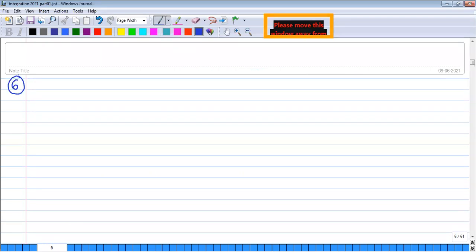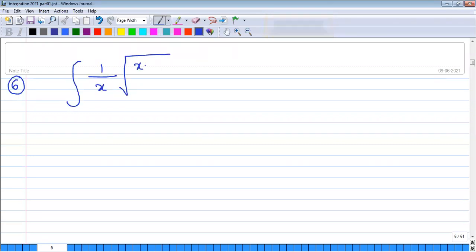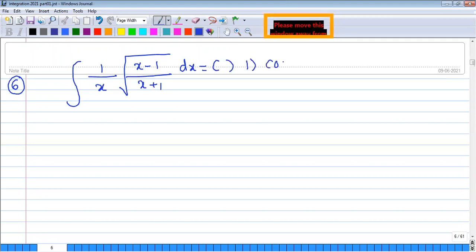Sixth one: integral of 1 upon x root of x minus 1 upon x plus 1, dx. First option: cos h inverse x minus secant inverse x plus c.